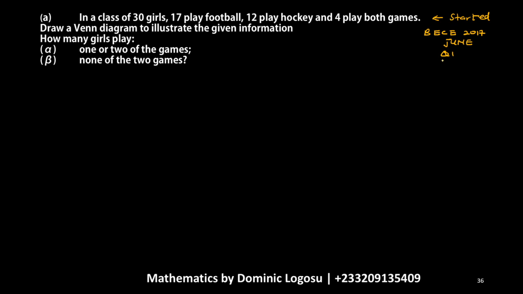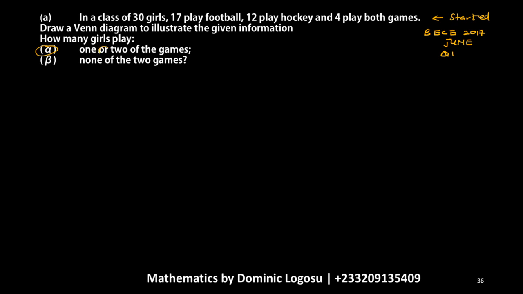2 games. Okay, let me read it again. In a class of 30 girls, 17 play football, 12 play hockey, and 4 play board games. Draw a Venn diagram to illustrate the given information. How many girls play? So this sign is called alpha. How many girls play 1 or 2 of the games?